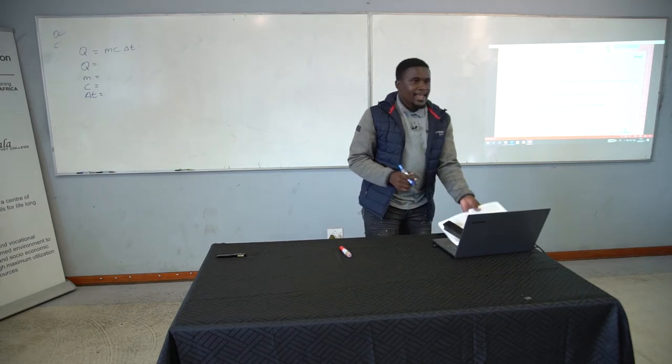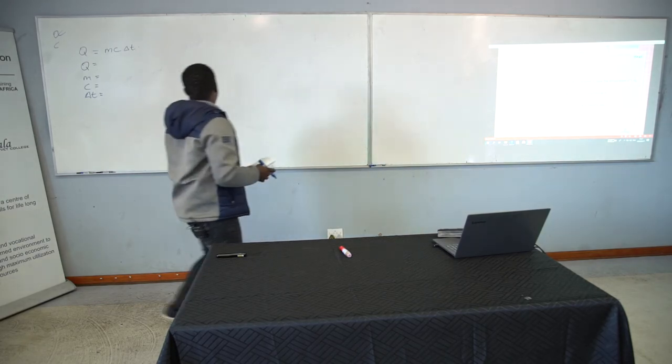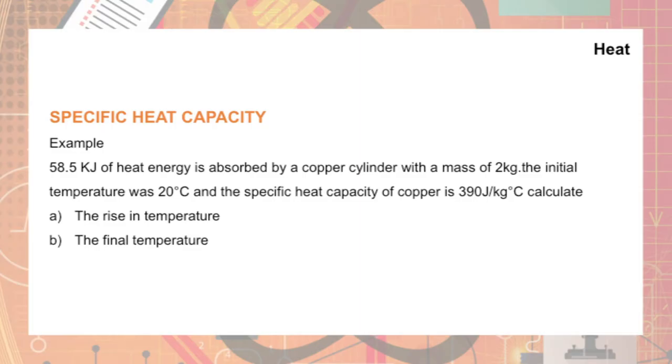So now, let us check. This is what they are saying. We have 58.8 kilojoules, which is 58.8 by 10 to the power 3 of energy in joules. Then they are saying the mass is 2 kilograms. The specific heat capacity of this substance is given.